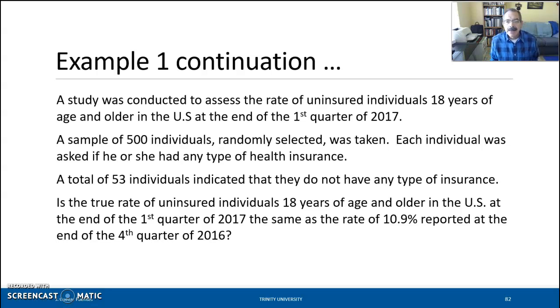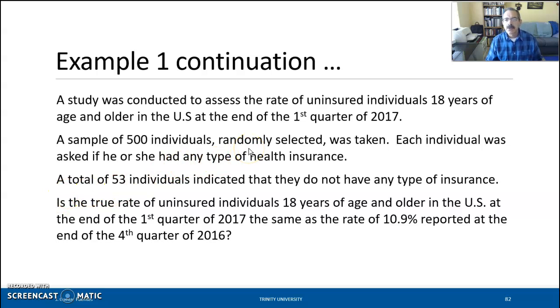This is segment 10 of the Module 7 lecture, and in this segment we're going to discuss two examples where we calculate the confidence interval for the proportion.